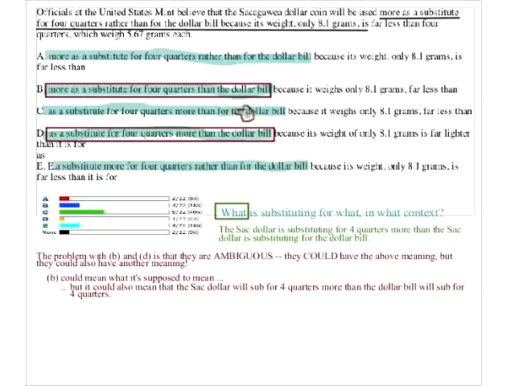Because we don't know, right? This word makes this clear. Like if you say more than for the dollar bill, that's what makes the issue clarified here. If you just say more as a substitute for 4 quarters than the dollar bill, then you don't know. Okay, here's a sentence that's like this, but easier to think about.